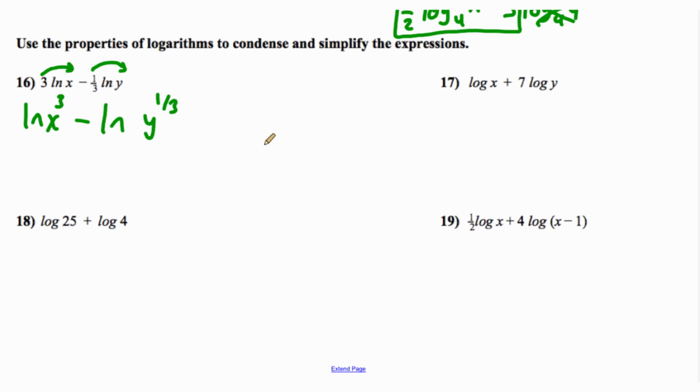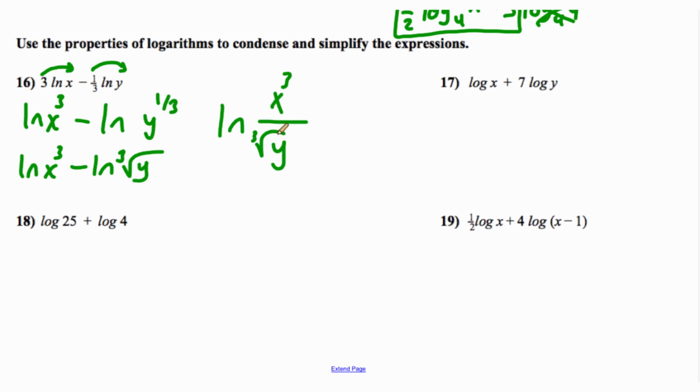Now earlier we talked about the square root being the same thing as a 1/2 power, so a cube root is going to be the same as this 1/3 power. So this is the natural log of x cubed minus the natural log of the cube root of y. And then since we have subtraction happening, we're going to condense these down into a division problem. So we've got the natural log of this x cubed is going to go on top of the fraction, and the cube root of y is going to go on the bottom of the fraction. And we're just going to leave that as our answer.